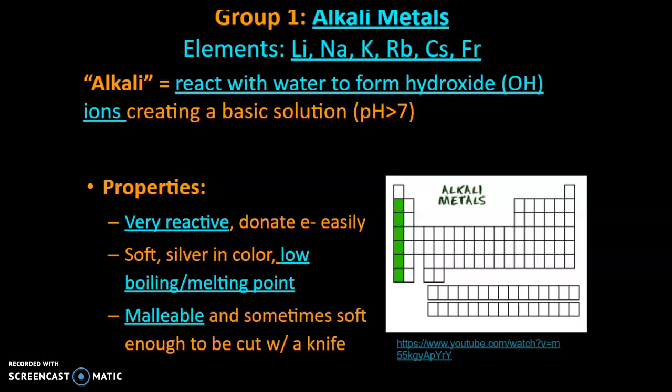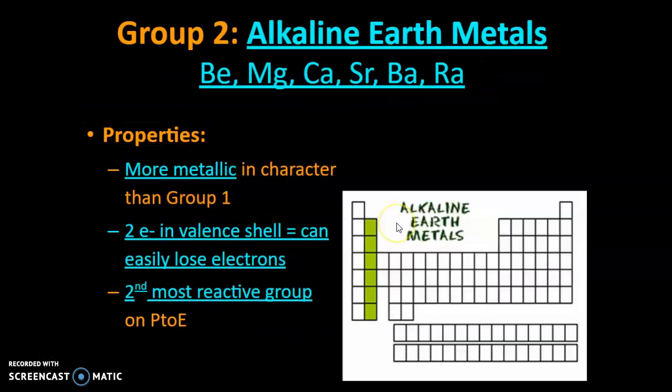Coming to the properties of these alkali metals, they are very reactive, donate electrons easily, and are soft and silver in color. They have low boiling as well as melting points, and they are malleable and sometimes soft enough to be cut with a knife. It is not always, but sometimes they are soft enough to be cut with a knife. So this is group 1.